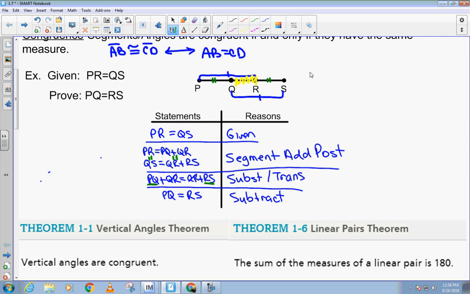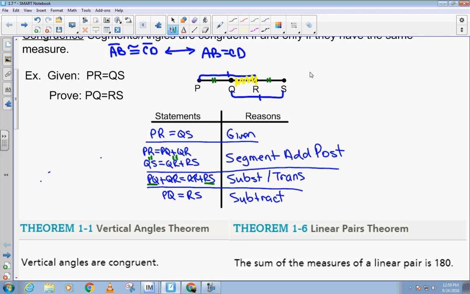So I started out with my given. Those were the bigger segments. I showed what made them up by the segment addition postulate. Then I realized that the sum of the parts are equal to each other, just like the big parts are. So I set them equal to each other by substitution, and then I subtract what they had in common.